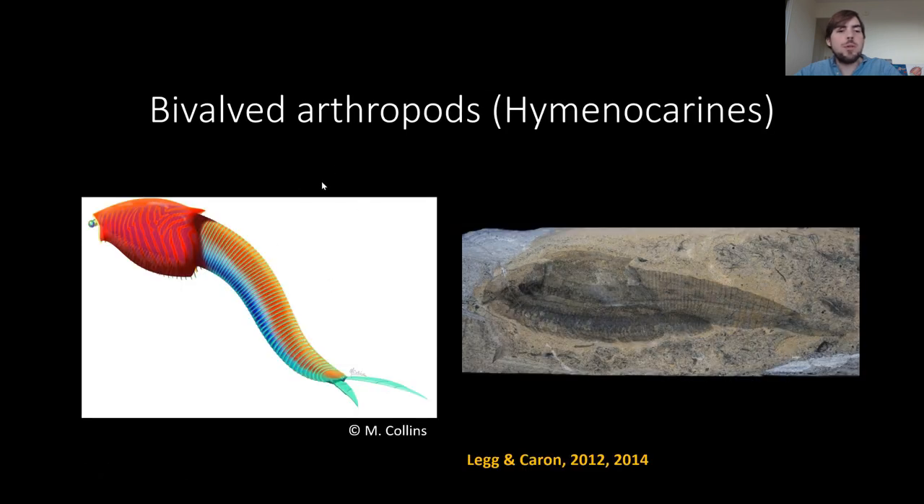One of them is, for example, Nereocaris, discovered in 2012 by David Legg and Jean-Bernard Caron and other colleagues. And you can see it has this very, very elongated body with a lot of segments and this carapace with a keel here. You can also see the keel.